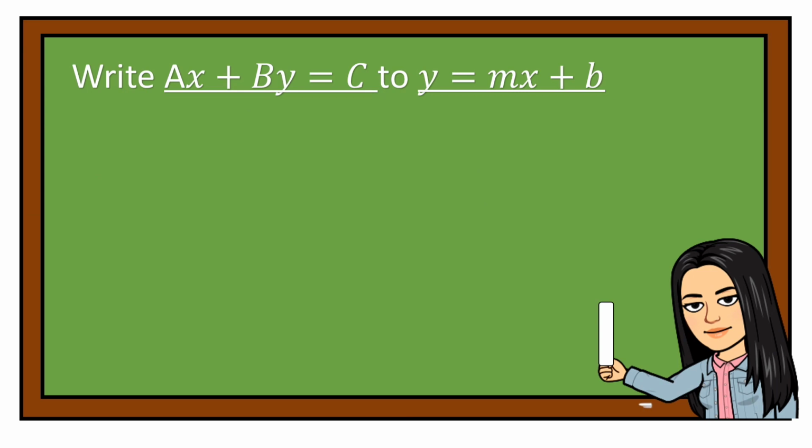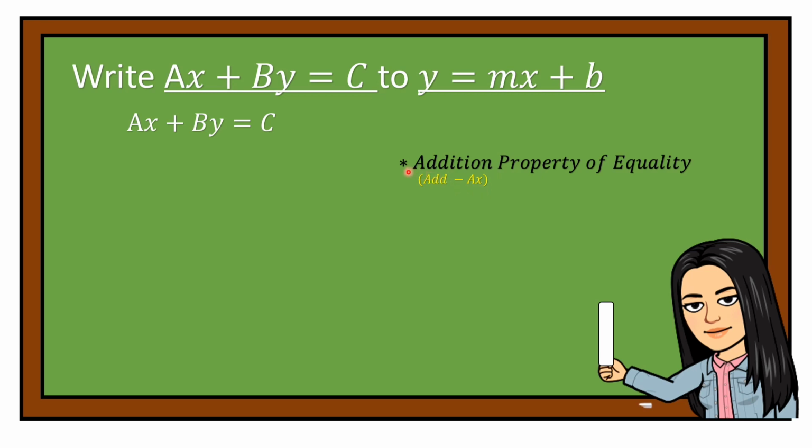Let us write ax plus by equals c to y equals mx plus b. So, ang ating standard form ay ax plus by equals c. So, gagawin natin siyang isang slope-intercept form, which is y equals mx plus b. So, first, we're going to use addition property of equality. So, kukunin natin ang additive inverse ng variable x. So, ang additive inverse ng ax ay negative ax.